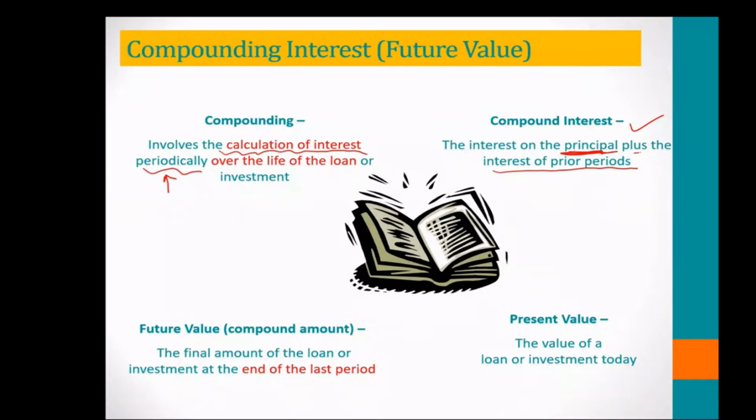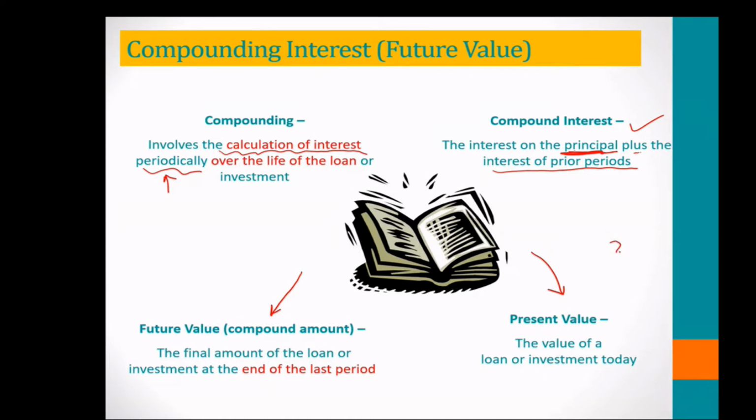Okay, we'll take examples and understand how it works. As with simple interest, I need to know two things: the future value of my principal, which is the compounded amount, and the present value.